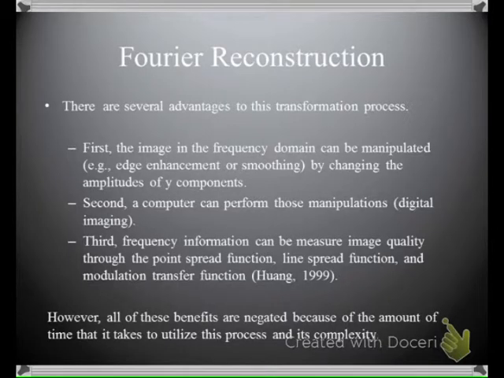However, all of these benefits are negated because of the amount of time it takes to utilize this process and its complexity. Basically, because Fourier reconstruction is so complex and requires advanced mathematics, it really is not beneficial for what we're attempting to do in terms of CT. So we don't use Fourier reconstruction.